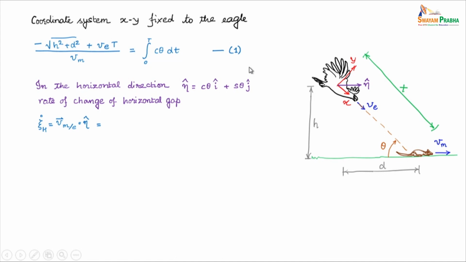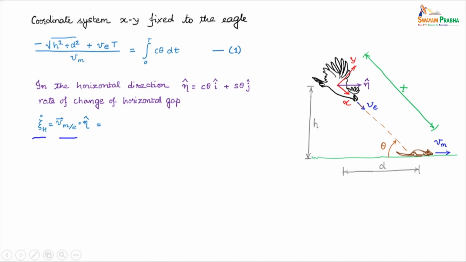With that idea, I find the rate of change of the horizontal gap. I represent that horizontal gap as xi h, and xi h dot is the rate of change of that horizontal gap, which must be equal to the relative velocity of the mouse with respect to the eagle, which we have just now discussed, dot eta cap. Dot eta cap will give me the rate of change of the horizontal gap.